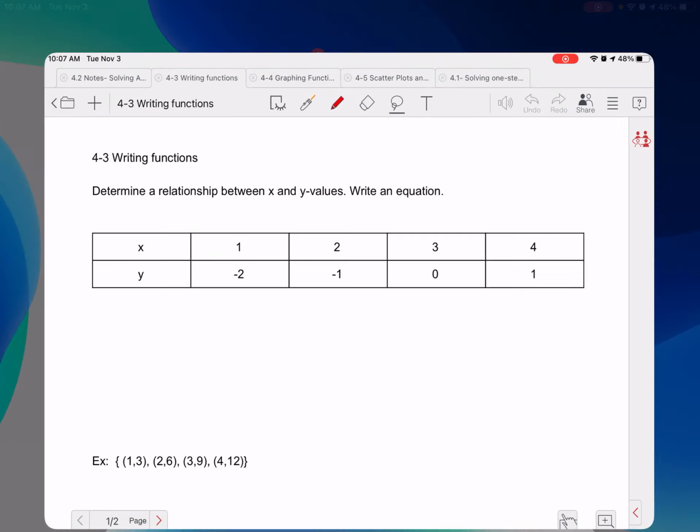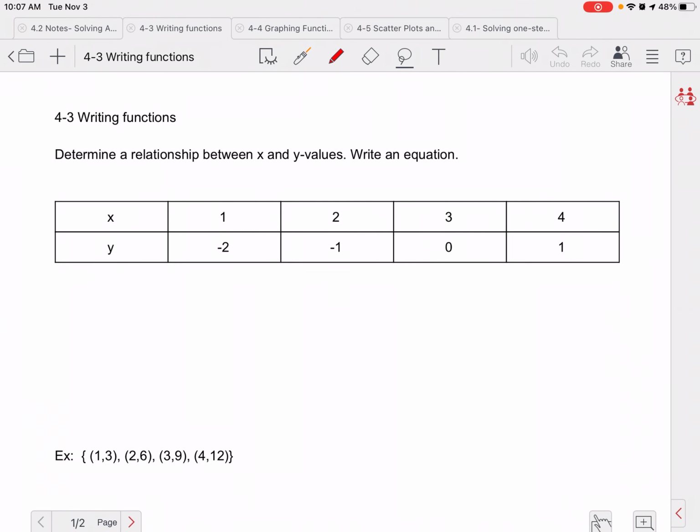Hi guys, welcome back. We're going to continue talking about relations and functions in this chapter. Go ahead and hop right into 4.3, writing functions.